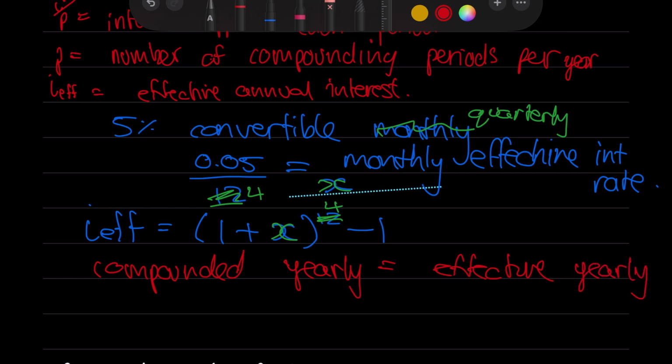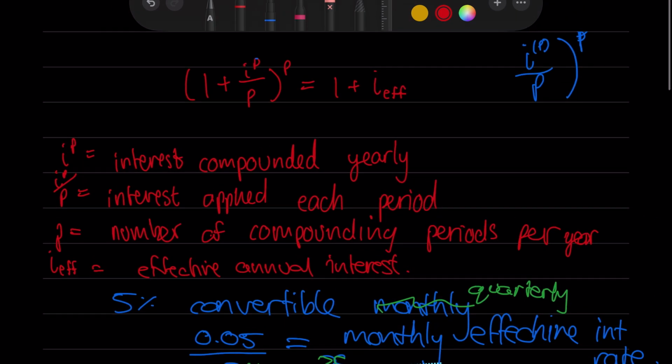It's also worth mentioning that a compounded yearly interest rate is equal to an effective yearly interest rate. This can be easily mathematically proven. You'll just maybe plug some ones in for the P's. And then this formula as a whole can also be proven. You can do that in your spare time.